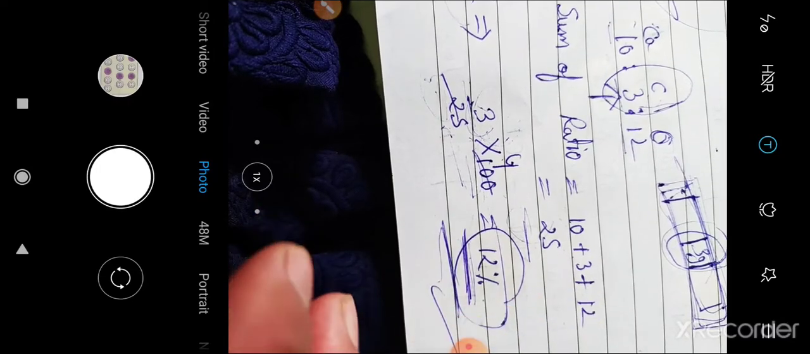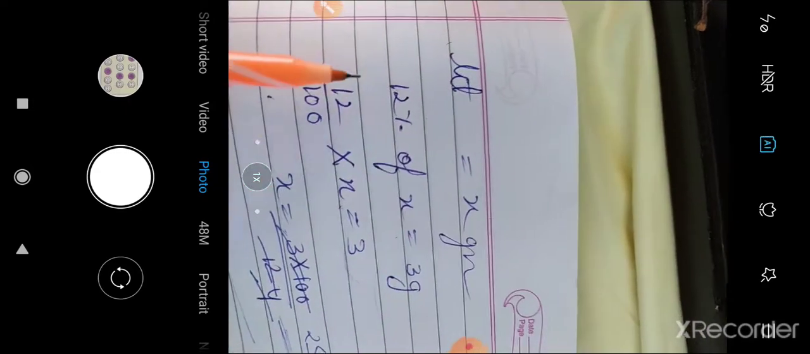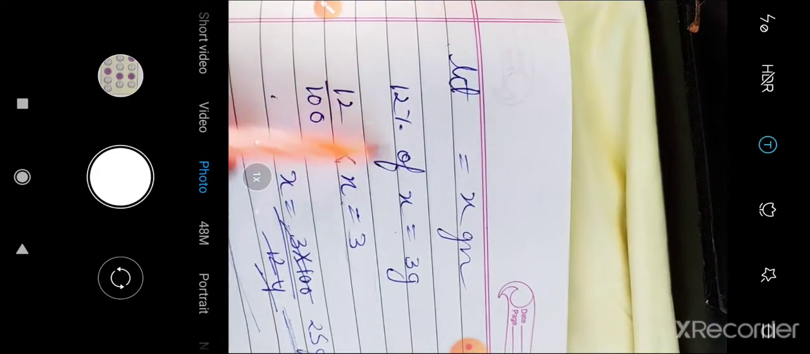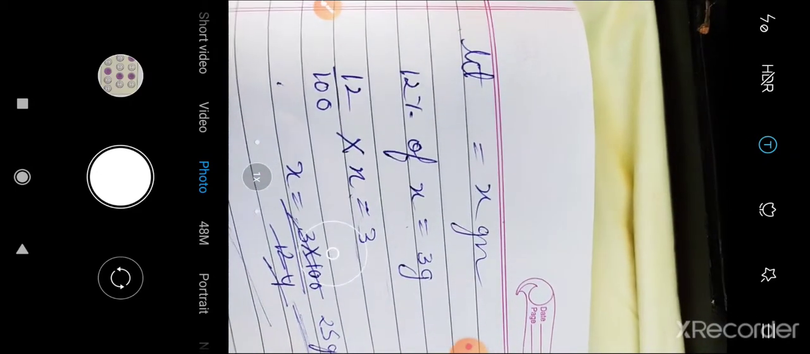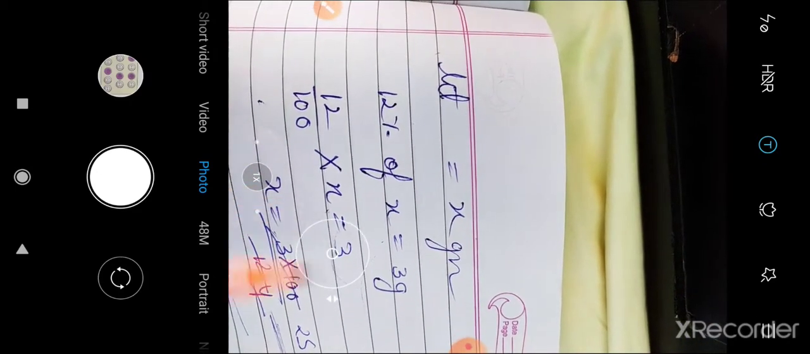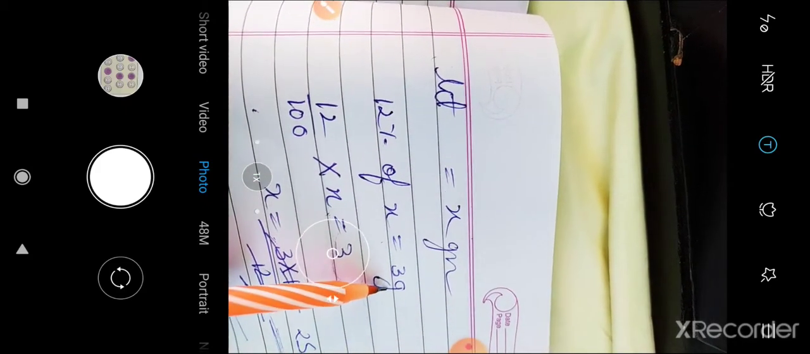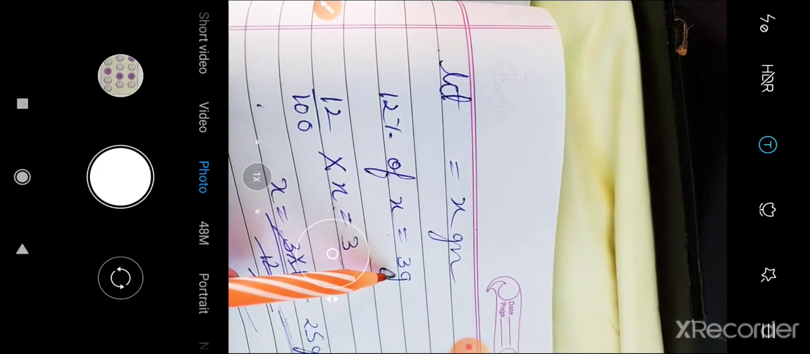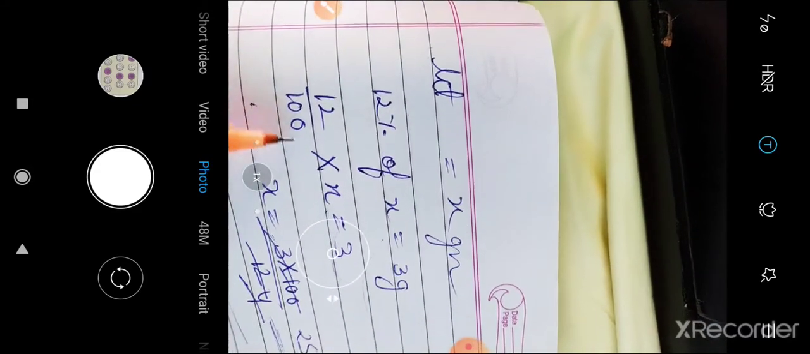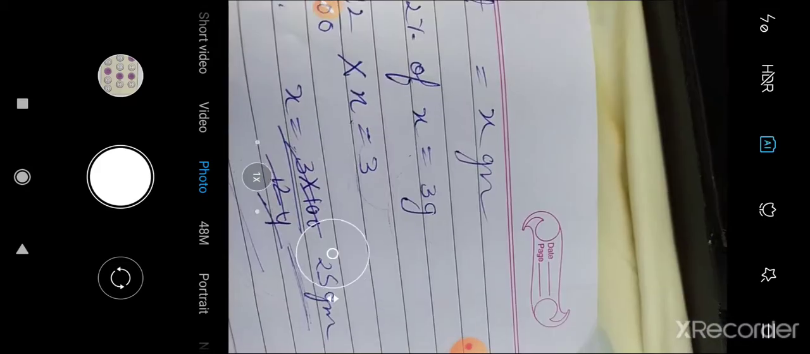For this we assume that the weight of the chalk stick is x gram. Now we have to find the value of 12% of x because carbon is 12%. So 12% of the total weight of the chalk is equal to 3 gram. It is already given in the question that the chalk contains 3 gram of carbon. Now solve this and we have the answer 25 gram.